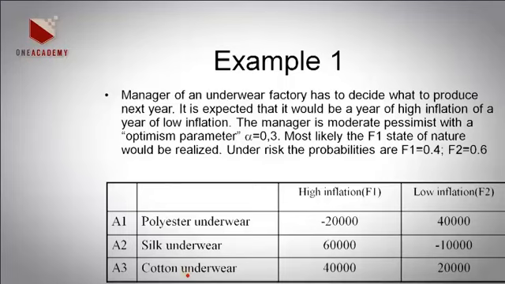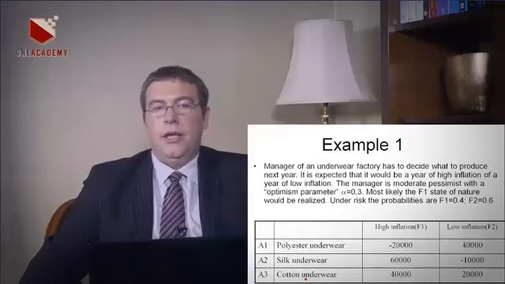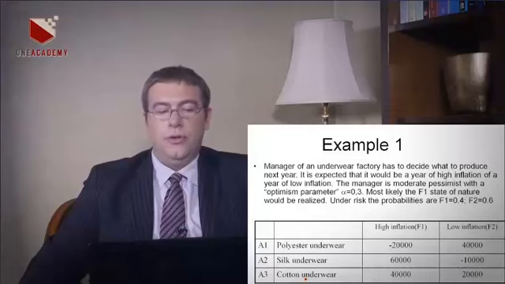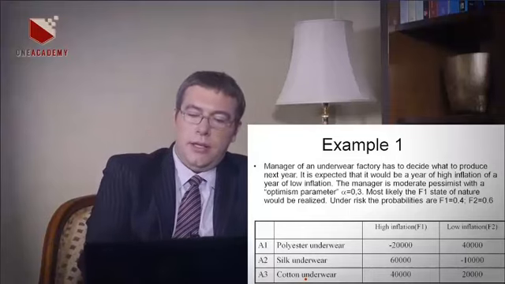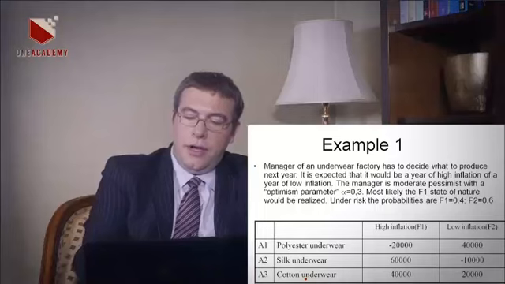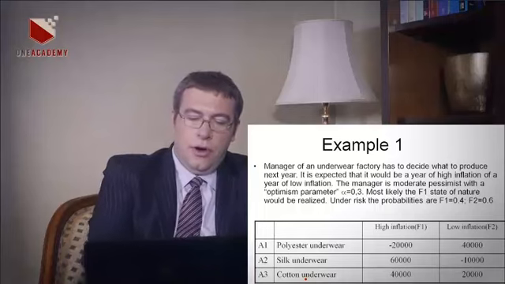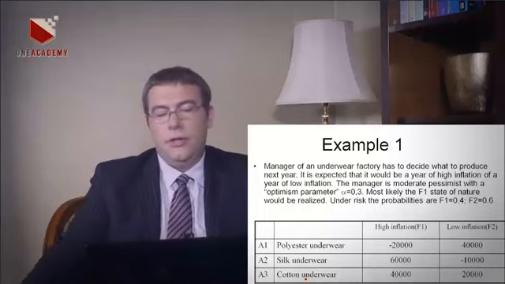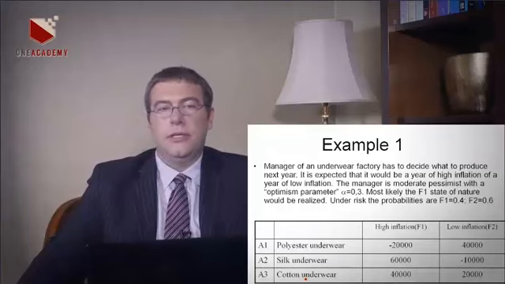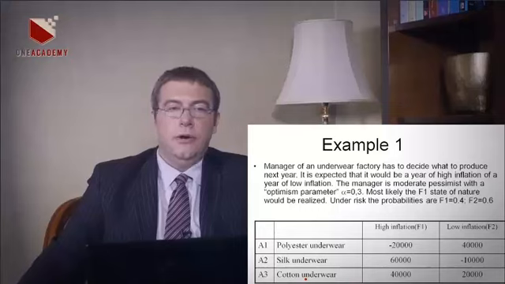You should try to solve this problem yourself. Imagine that there is a manager of an underwear factory. He has to decide what to produce next year. It is expected that it would be a year of higher inflation or a year of low inflation. Well, this tells us that there are 2 possible states of nature, higher inflation and lower inflation.